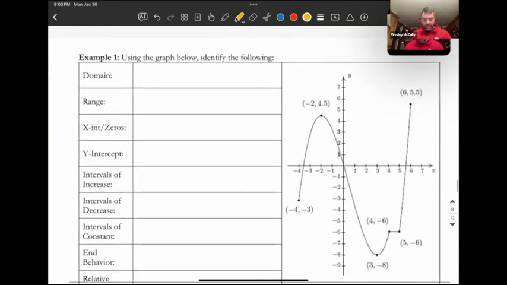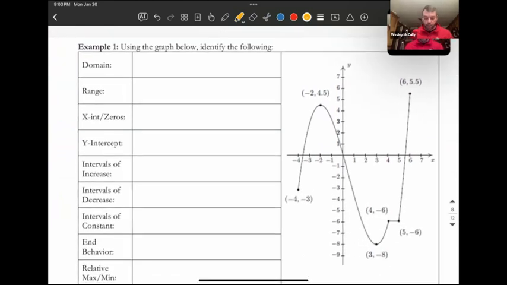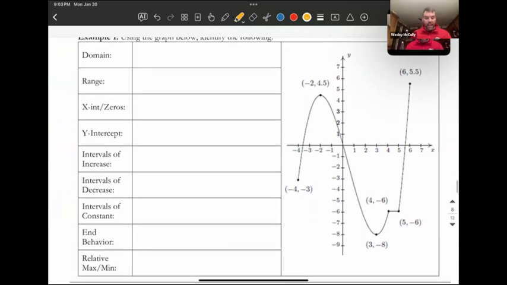Okay, now let's do an example. Example 1. Using the graph below, identify the following: domain, range, x-intercepts, y-intercepts, intervals of increasing, decreasing, constant, end behavior, and relative max or min.